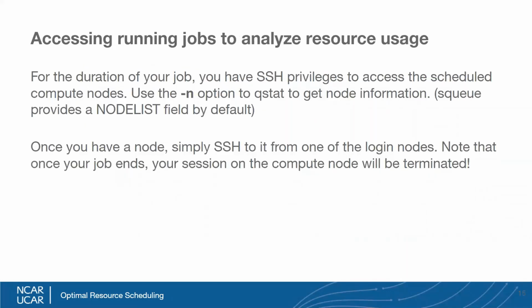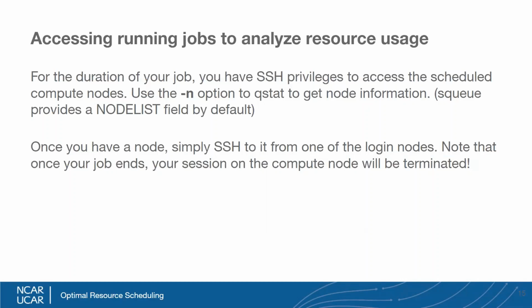Now, if you want to run those commands interactively, you can. If anybody's not aware of this, you can actually access the nodes that your running jobs are executing on to analyze the resource usage. So for the duration of your job, you do have SSH privileges to access the scheduled compute nodes. And with qstat, you can use the -n option to get node information. sq provides a node list field by default, so that'll tell you what nodes your job is running on. And once your job has a node and it's running on it, you can simply SSH to it from one of the login nodes.